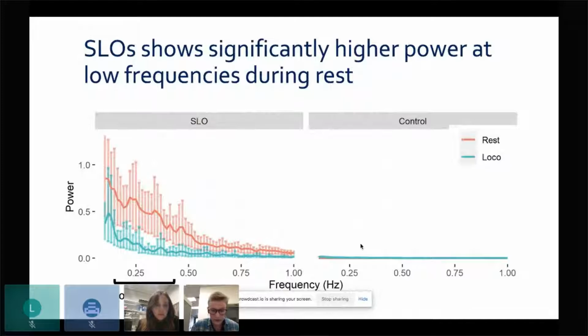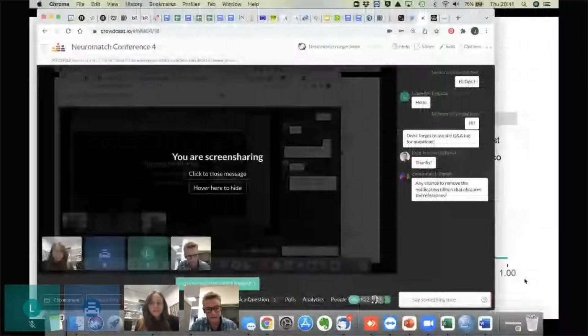When I control for the number of cells, because the slow cells have a much lower number, which creates more noise in the average, when I controlled for that with the control cells as well, this particular band of interest between 0.1 and 0.4 hertz emerged. So here we could see that basically there's this band of interest where these cells particularly fire. You can see a similar band also emerge when we look at the difference between rest and locomotion. Next slide, please.